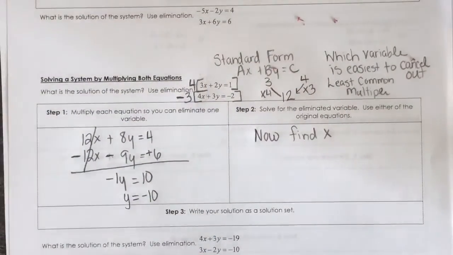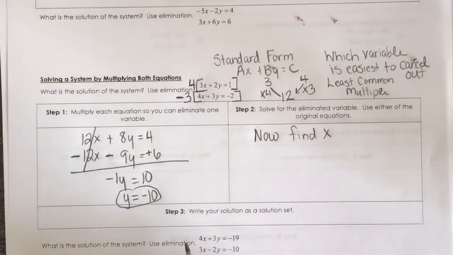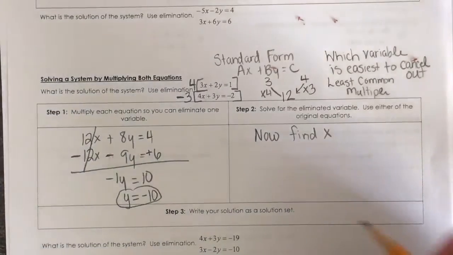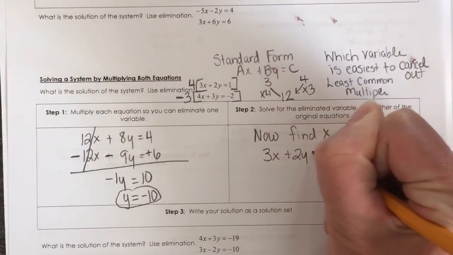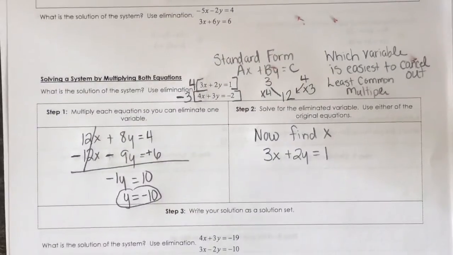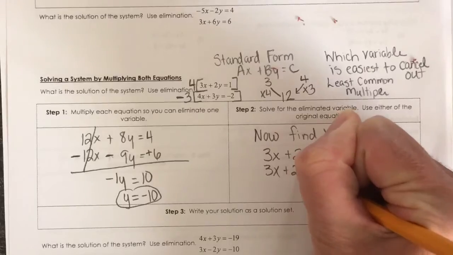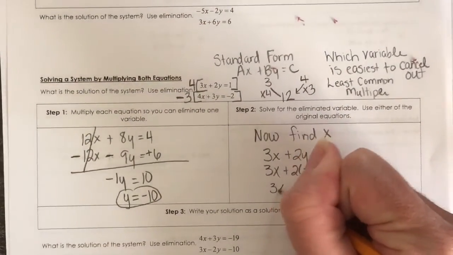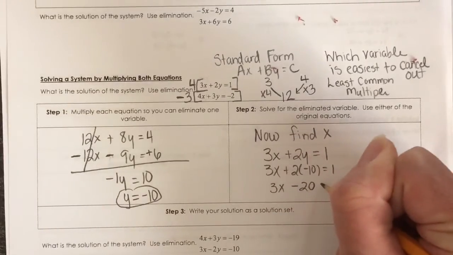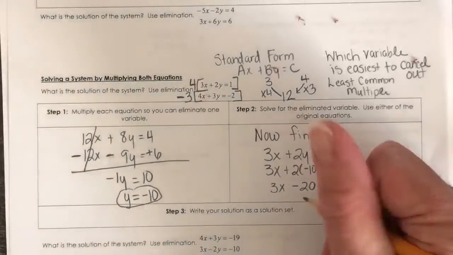So if you remember, we sub back in to find the other variable. Now we know that y is negative 10. We're going to sub in the negative 10. I always go back to the original, into one of the equations. So let's go with 3x plus 2y is equal to 1. And I'm going to replace y with negative 10. So 3x minus 20 is equal to 1. Okay, add the 20 to the 1.